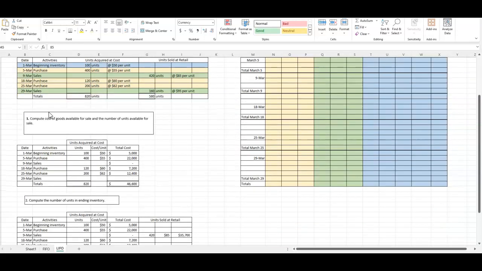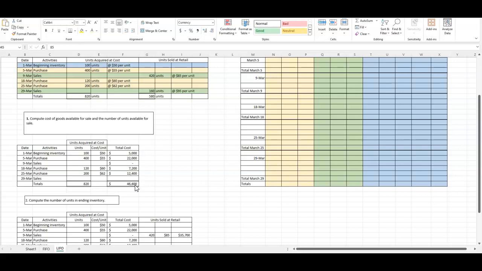Okay, it asks for the cost of the goods available for sale, the number of units available. So all we did was add it up. All I added up was the beginning inventory and the units purchased, and I extended the cost, 100 units times $50 a unit is $5,000, all the way down. So the units available for sale is 820. The cost of the goods available for sale is 46,600.